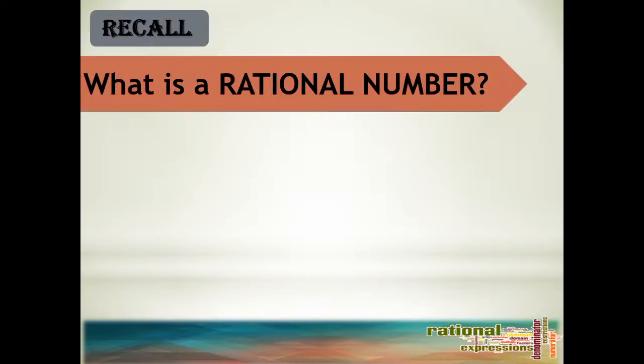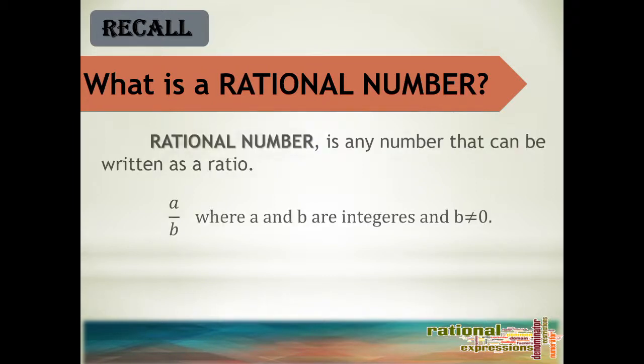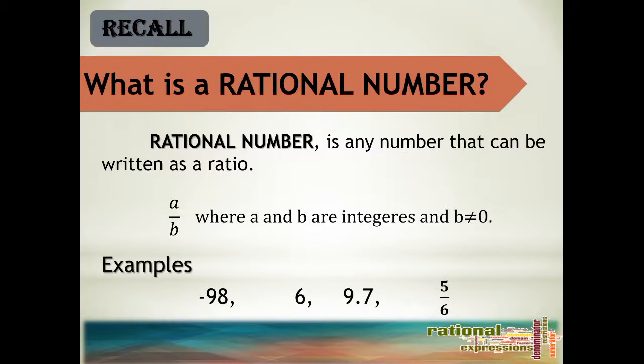Let's start the lesson by recalling what a rational number is. A rational number is any number that can be written as a ratio in the form of a over b, where a and b are integers and b must not be equal to 0. Examples: negative 98, 6, 9.7, 5 over 6. Negative 98 has a denominator of 1, 6 also has a denominator of 1, and 9.7 can also be expressed as a fraction.